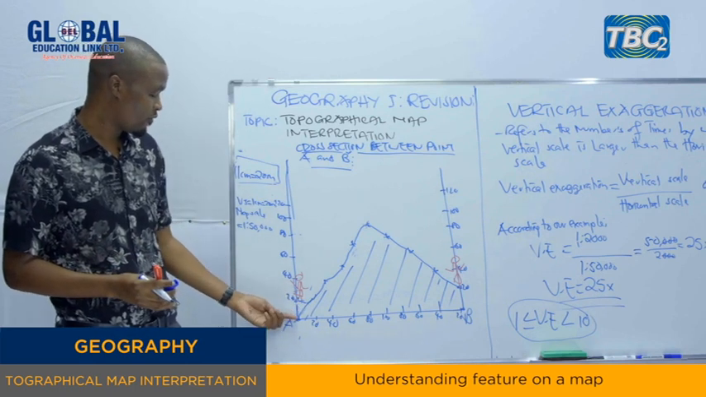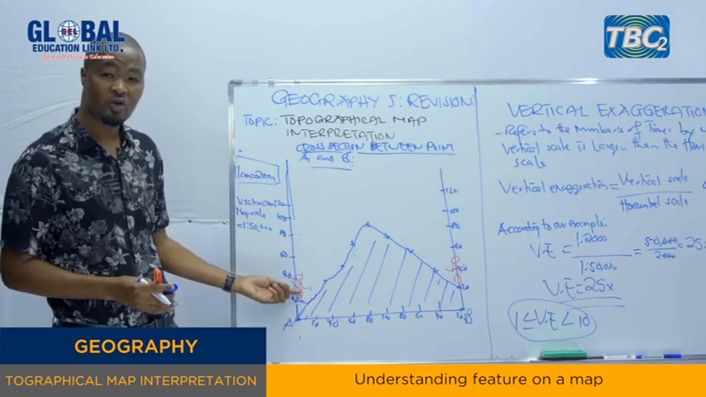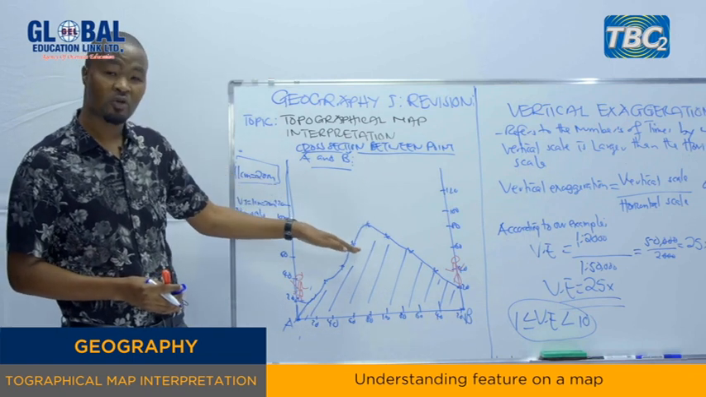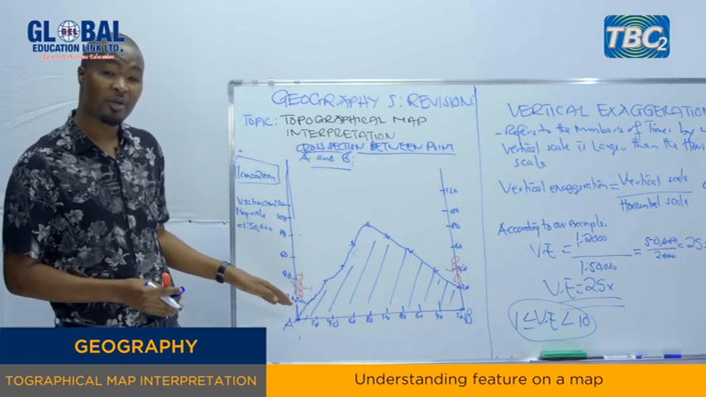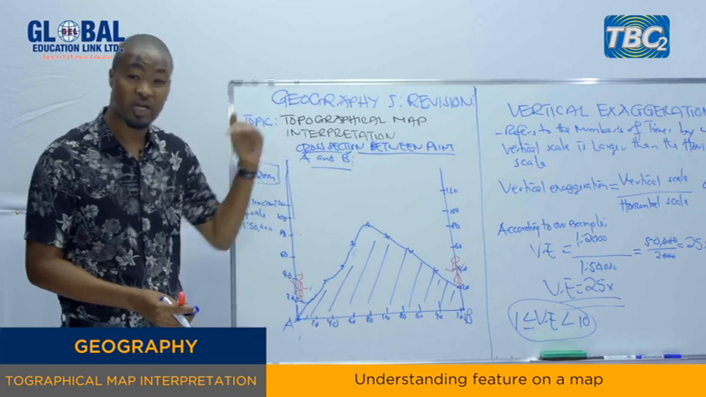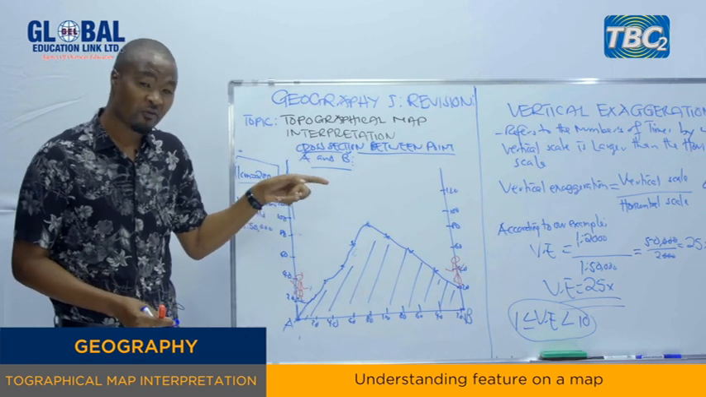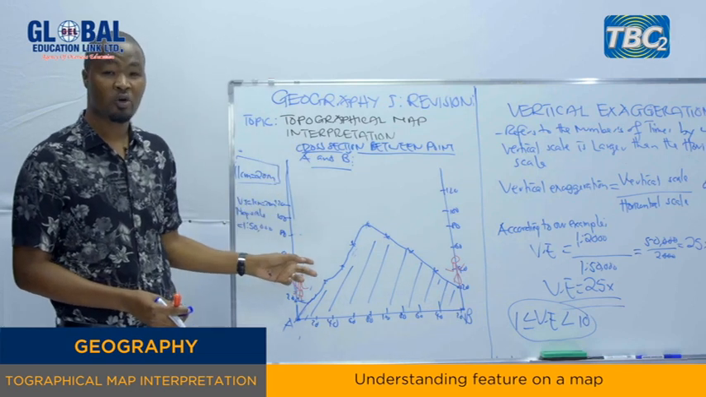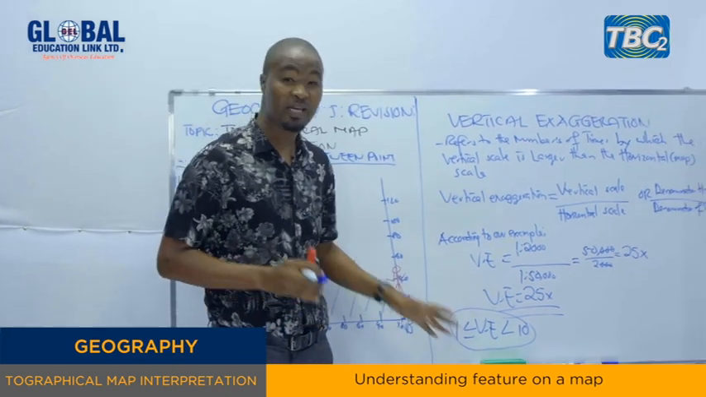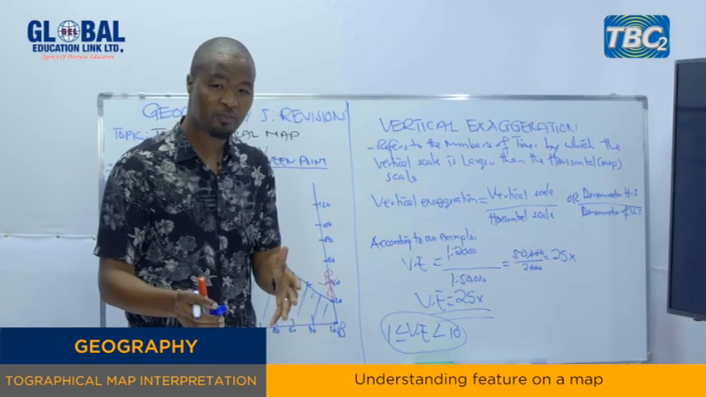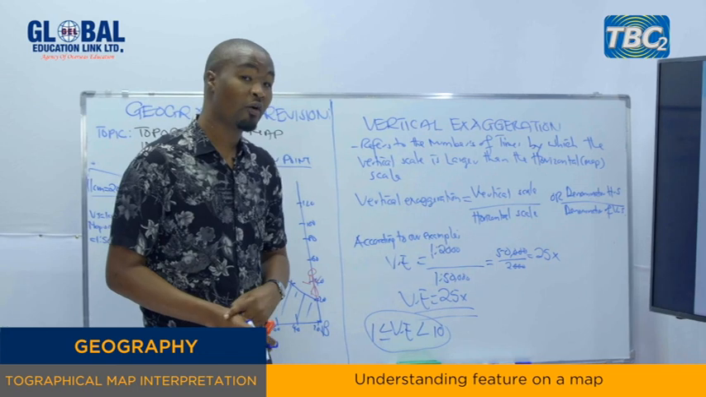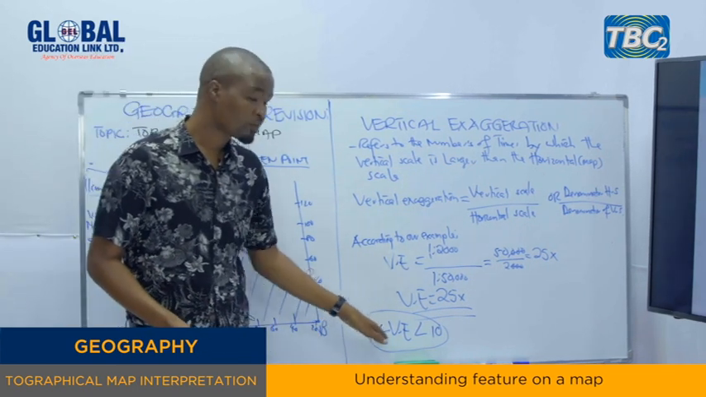Sometimes if you go wrong, or you assume your vertical scale too large, at the end you will draw the cross-section too small. And if you assume your vertical scale too small, at the end you are going to draw your cross-section too large. So you have to make sure you find the vertical exaggeration before drawing your cross-section. As advanced students, I insist that before drawing your cross-section, you find the vertical exaggeration by assuming a vertical scale, then relating it with the given map scale. Make sure your vertical exaggeration is between 1 and 10, you see?